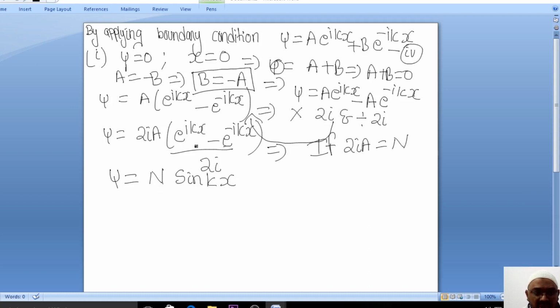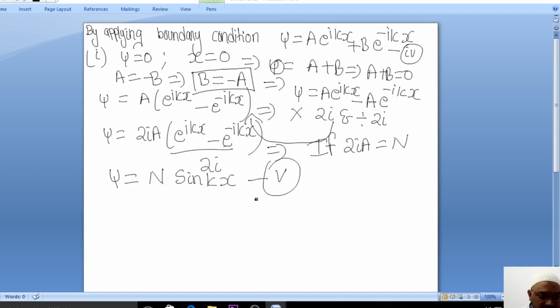Now in the hyperbolic function, e to the power of x minus e to the power of minus x by 2 is nothing but the sine hyperbolic function. So here I have written N sine kx. This is equation number 5.